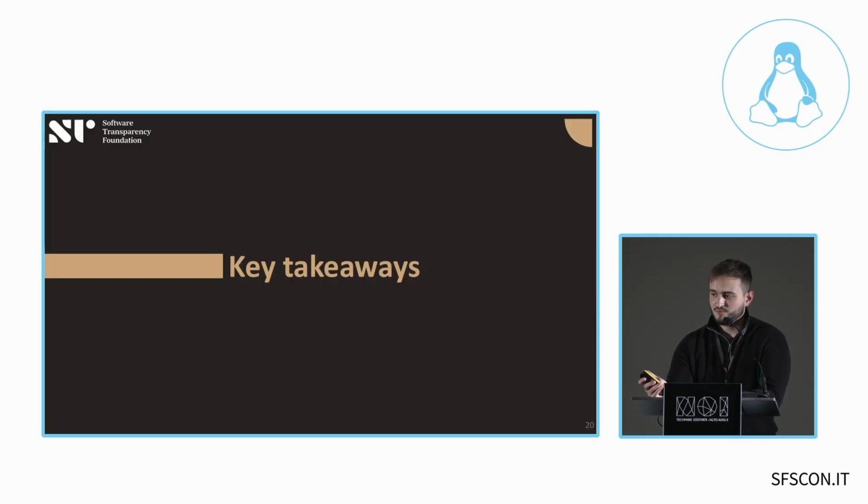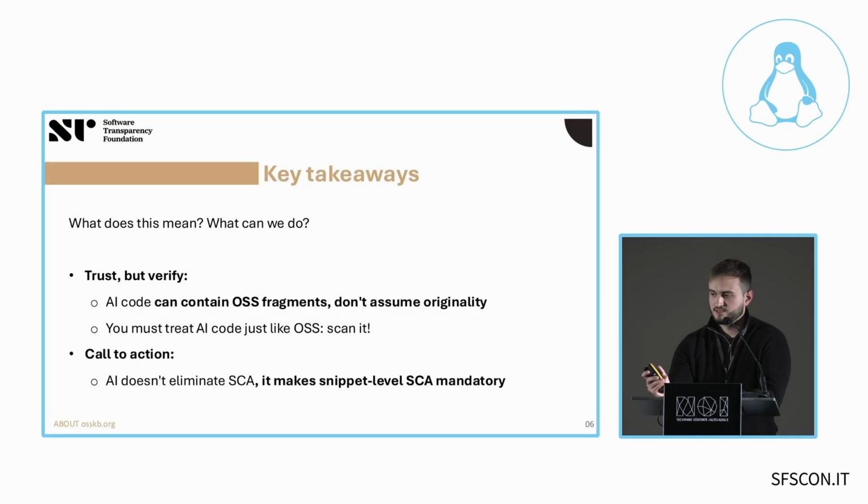So a few key takeaways. We need to treat LLM AI-generated code as OSS, because 30% is the most expensive Russian roulette you can play in the world. You may be getting licensed software into your own code base, which is dangerous, as we just saw.